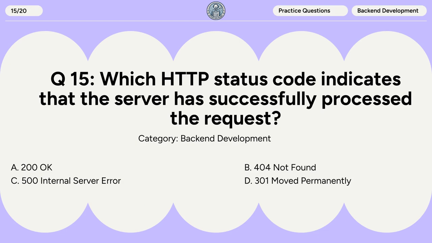Question 15. Which HTTP status code indicates that the server has successfully processed the request? A. 200 OK. B. 404 not found. C. 500 internal server error. D. 301 moved permanently.